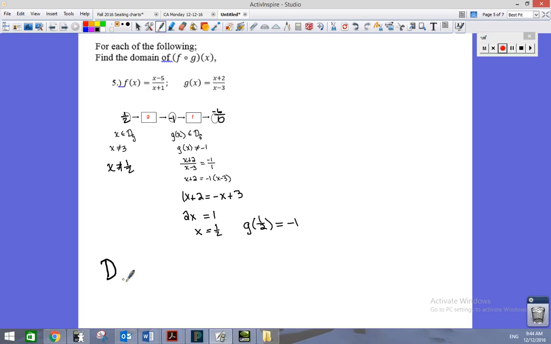The domain of f∘g. We threw out the number 3 because it was g that refused to work with the number 3. It would not give f any input.